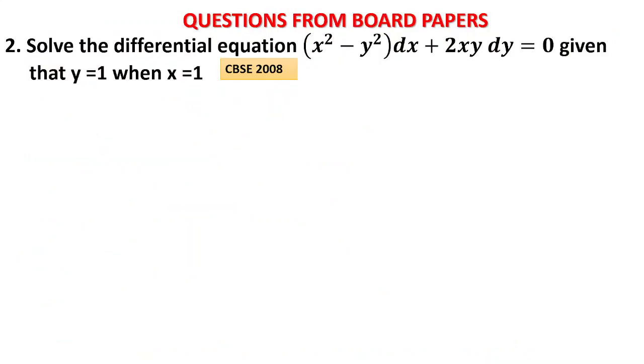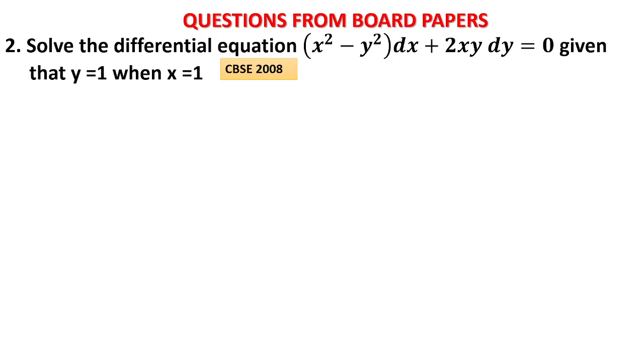Good. Let us go to the second question, from differential equations. Solve the differential equation (x square minus y square) dx plus 2xy dy is equal to 0, given that y is equal to 1 when x is equal to 1. It is from the CBSE 2008 question paper. Here all of you know that we have to identify whether this question is a homogeneous differential equation or a linear differential equation.